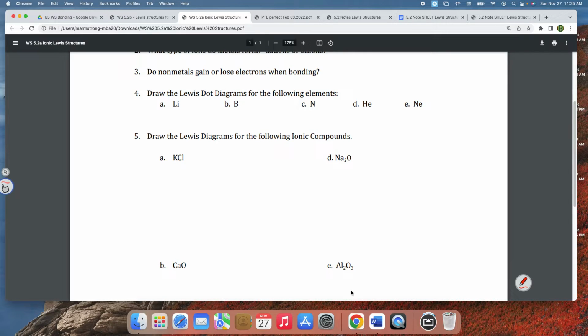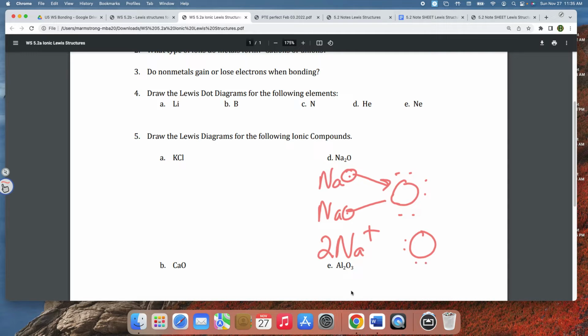Na2O. So we have 2 Nas. Each Na has 1 valence electron. There's 1 O that has 6 valence electrons. I gave it 1 too many. And 1 valence will go there from sodium and 1 from the other sodium. So you have 2 sodiums that are each a 1 plus because they each lost 1 electron, and 1 oxygen that now has 8 valence electrons, and it is a 2 minus.